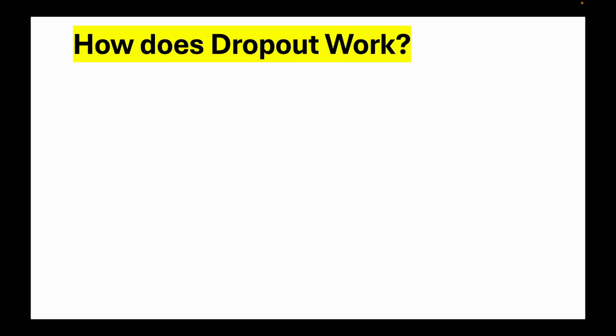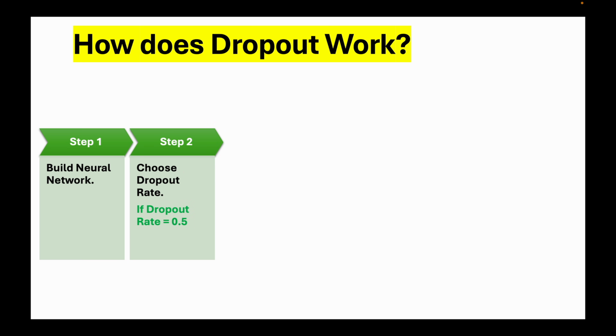How does dropout work? Step 1 is to build a neural network. Step 2 is to choose the dropout rate. For example, if the dropout rate equals 0.5, that means 50% of neurons will be randomly removed during each training iteration, and the other 50% of neurons remain active.